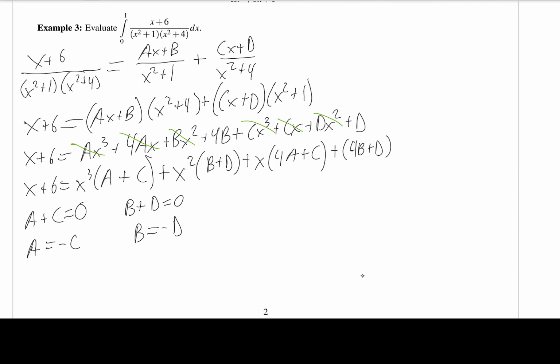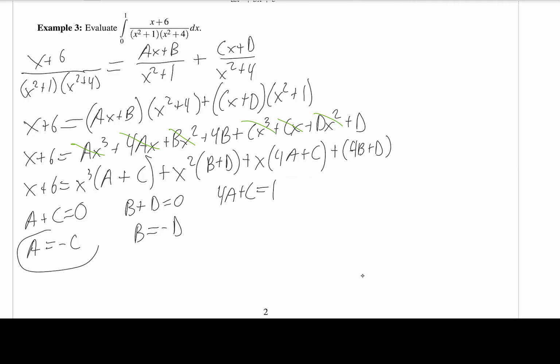Then I do have an x on the left-hand side and on the right-hand side. The x on the left-hand side has a coefficient of 1, so the x on the right-hand side must have a coefficient of 1, meaning this is the coefficient right here, so it has to be equal to 1. So we'll have 4a plus c is equal to 1.